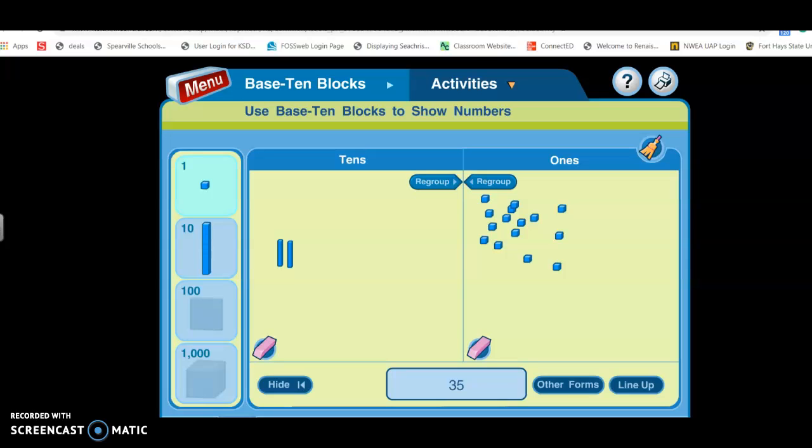I can trade 10 ones for 1 ten. So instead of having all those 10 ones, let's regroup and make them one more ten. Now how many tens do I have? Everyone? 3. And how many ones do I have? 5. So if I had 20 plus 15, the answer is 35. Okay, let's try another one.